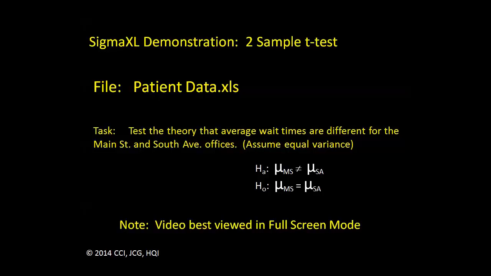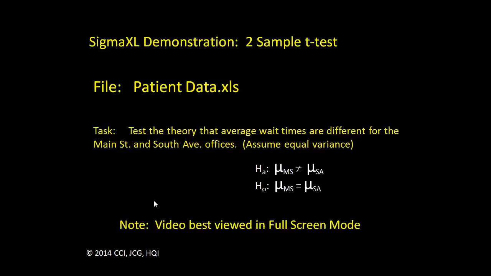In this demonstration, someone has a theory that the average wait times might be different for two of our offices, Main Street and South Avenue. We want to test that theory. This would be a one-to-one structure. Because we're looking at average wait times, we will use the two-sample t-test. The file is patient data.